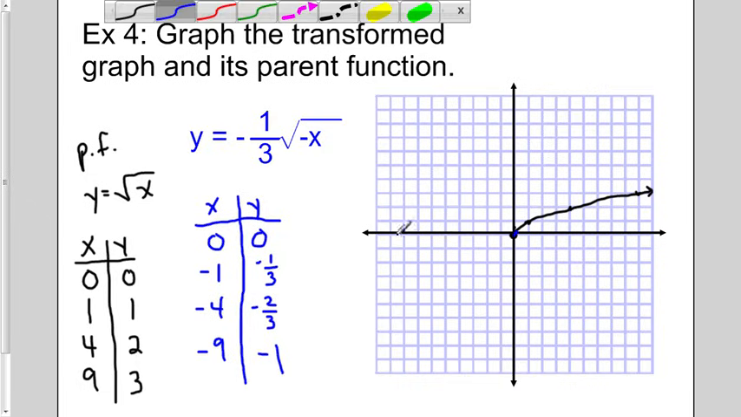Sorry about that. So we've got -1, -1/3, and then we go to -4, -2/3, and then we go to -9, -1. There we go. That looks more like it. So it's going to go something like this. Oop. Let's try over.